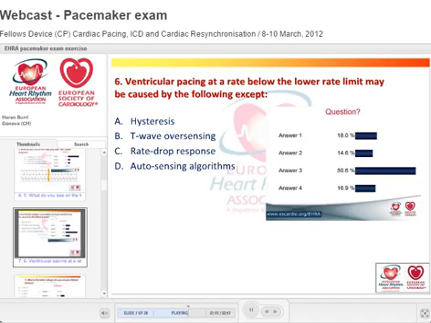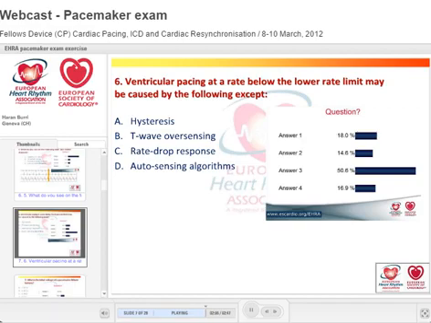So rate drop response, there's no reason why rate drop response should allow you to pace below the lower rate limit. When you have a very fast drop in heart rate, such as in vasovagal syncope, it's going to be pacing at a high rate to try and counteract vasovagal syncope. So that is the most wrong answer.